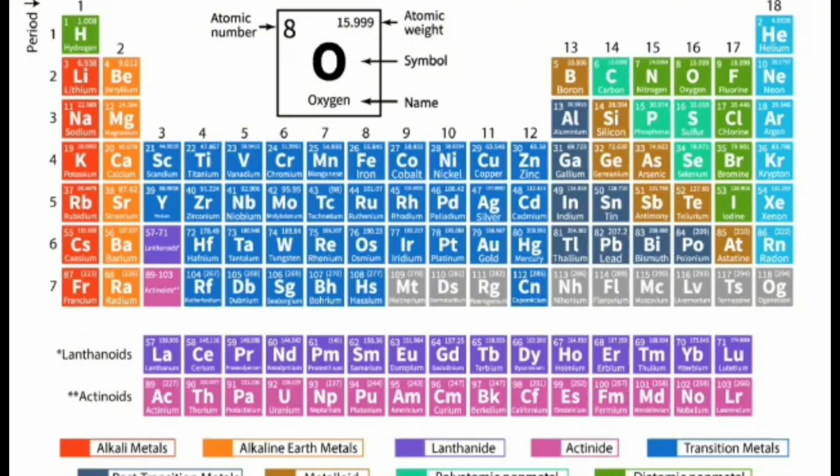The horizontal rows, which are designated by 1, 2, 3, 4, 5, 6, and 7, are called periods. The elements belonging to the same period have varying properties. Period 1 has two elements corresponding to the two electrons in the S sublevel. Period 2 and 3 have 8 elements corresponding to 8 electrons in the S and P sublevels. Period 4 and 5 have 18 elements corresponding to 18 electrons in the S, P, and D sublevels. Period 6 and 7 have 32 elements corresponding to 32 electrons in the S, P, D, and F sublevels.